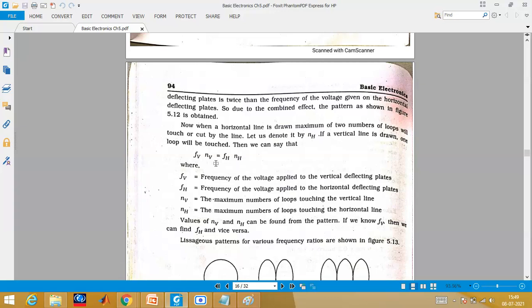Okay, now you are going to write the objective examination in GTU. They will surely ask you some questions based upon this. So you have to remember FV NV equal to FH NH. What is F? It is the frequency of the voltage applied at the y-axis. N is nothing but the maximum number of loops. FH is the frequency of the horizontal, and NH is the number of loops touching the horizontal plate.